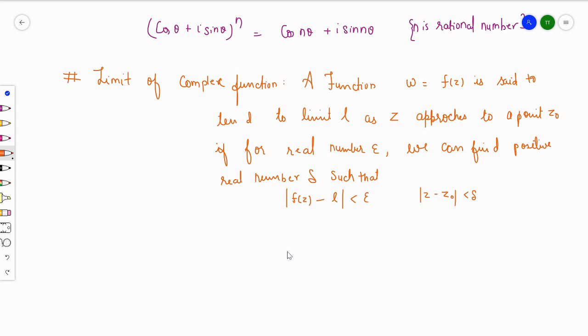Okay, so we can write limit as z tends to z0 of f of z is equal to L. Once again, limit of a complex function: a function w equal to f of z is said to tend to limit L as z approaches point z0 if for every epsilon we can find a positive real number delta such that modulus of f of z minus L is less than epsilon whenever modulus of z minus z0 is less than delta, and we write limit z tends to z0 of f of z equals L.